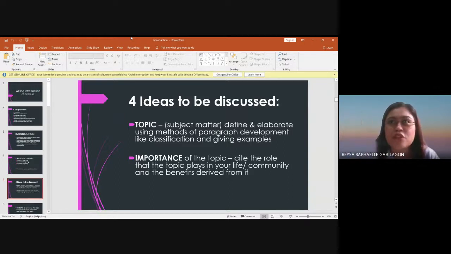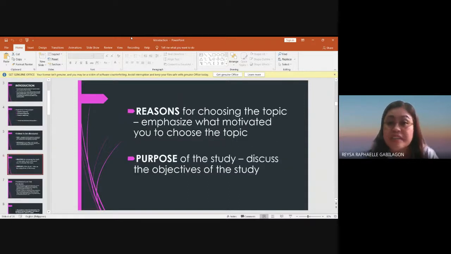Pwedeng situation globally, situation in the whole Philippines, or situation there sa Davao, or kung saan man kayo ngayon, kung saan ang local ng inyong study. And at the same time, you have to discuss also the importance of your topic. So you have to really establish the significance of your research and how does it help the community or what benefit can we get or derive from your research.